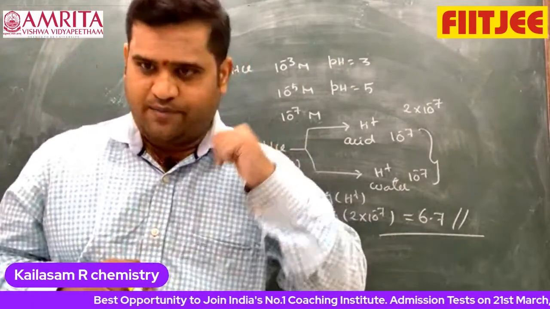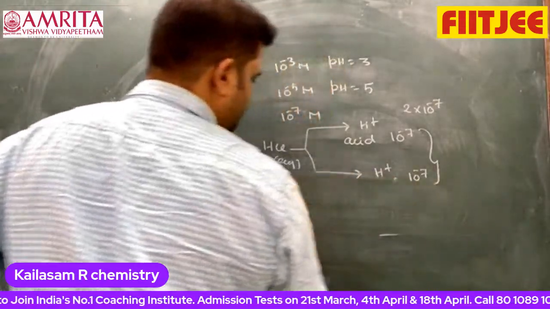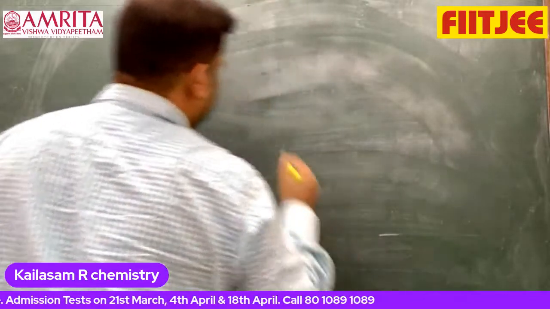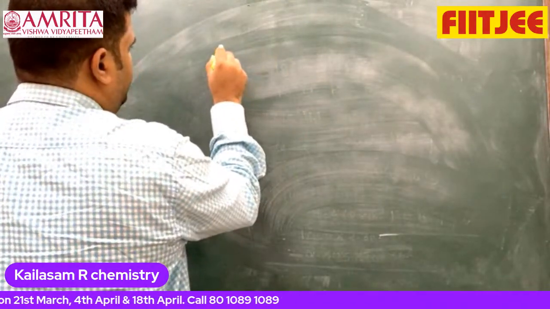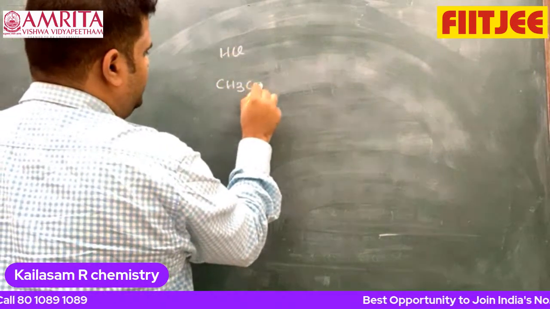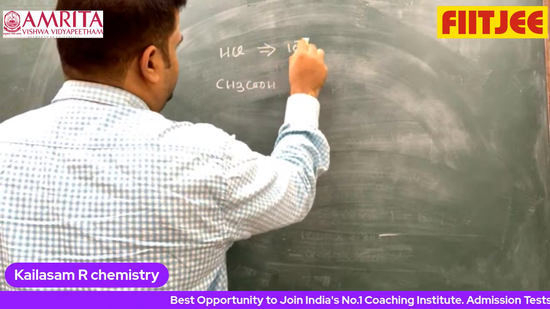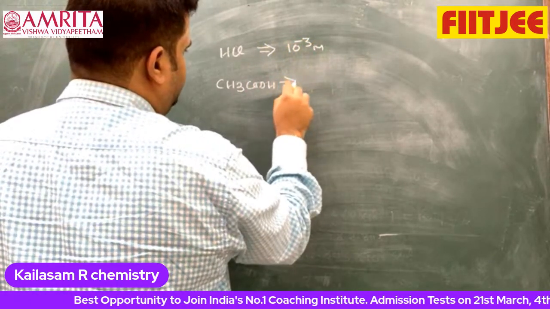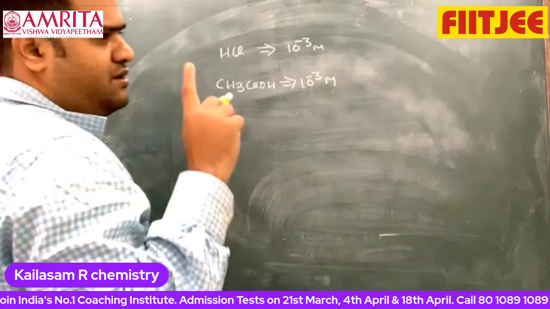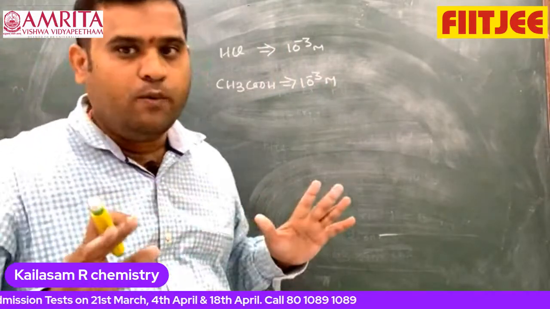Fine. The next one. Look at that. I want to say that. Next I'm going with HCl and CH3COOH. We can say that 10 power minus 3 molar. This also I can say is 10 power minus 3 molar. Look at this. Can we say both will have the same pH? I can say no. Why?